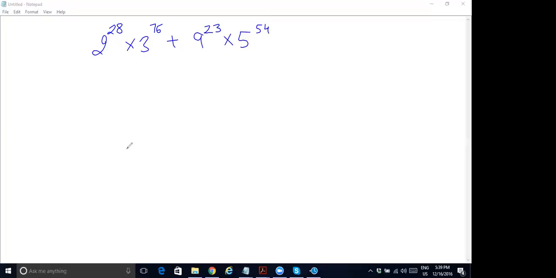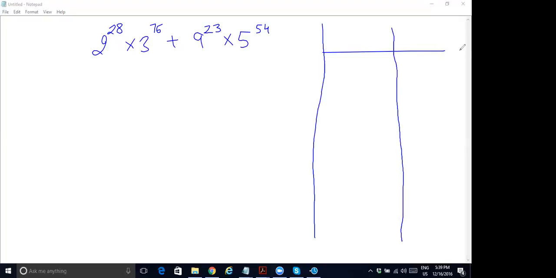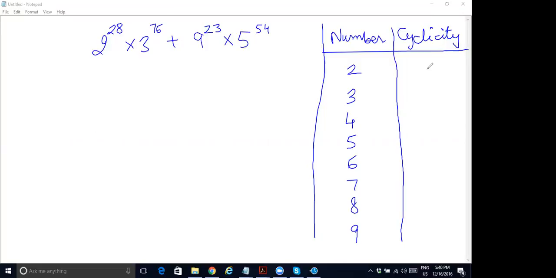I will draw the table here. The first column is for the number and the second column is for the cyclicity. It's good if you memorize all of this: 2, 3, 4, 5, 6, 7, 8, 9. The cyclicity of 2 is 4, 3 is 4, 4 is 2, 5 and 6 it's 1, for 7 it's 4, for 8 it's 4, for 9 it's 2.